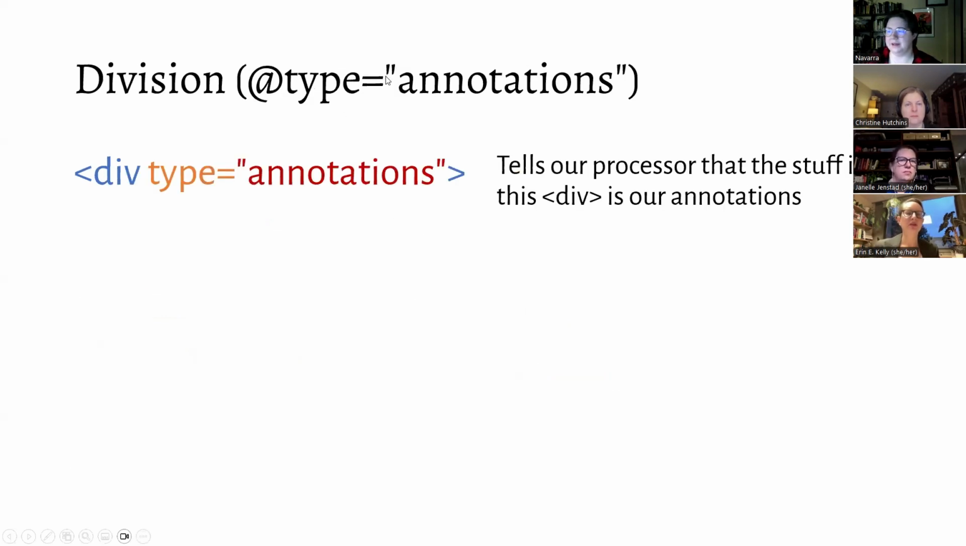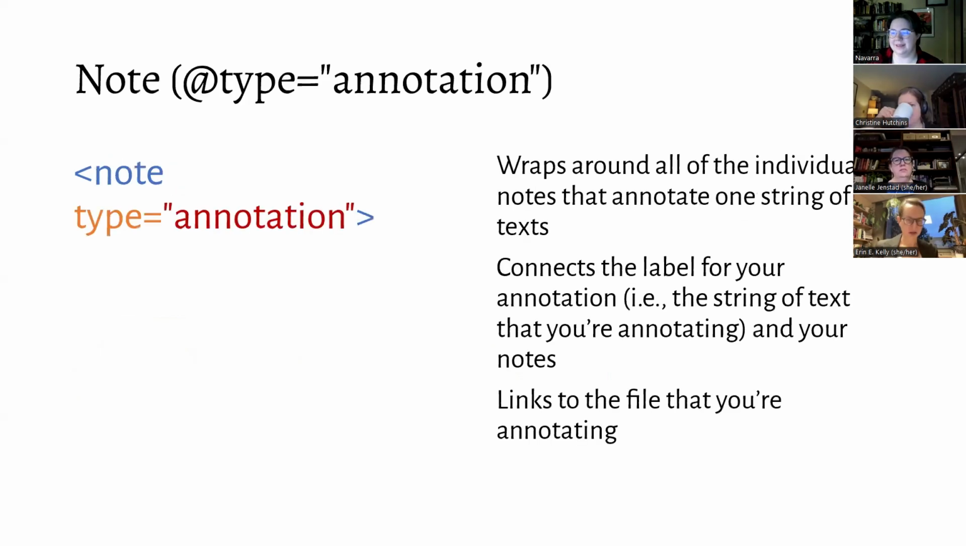Then once we're in the body of our text, we've got that division with type equals annotations. And so everything inside of this is going to be annotations. It's good information for the processor to have. Now, this might be getting a little repetitive. We're saying lots of things are going to be annotations. That's okay. We rely on these at each step to kind of get your text into the beautiful HTML that we want it to be.